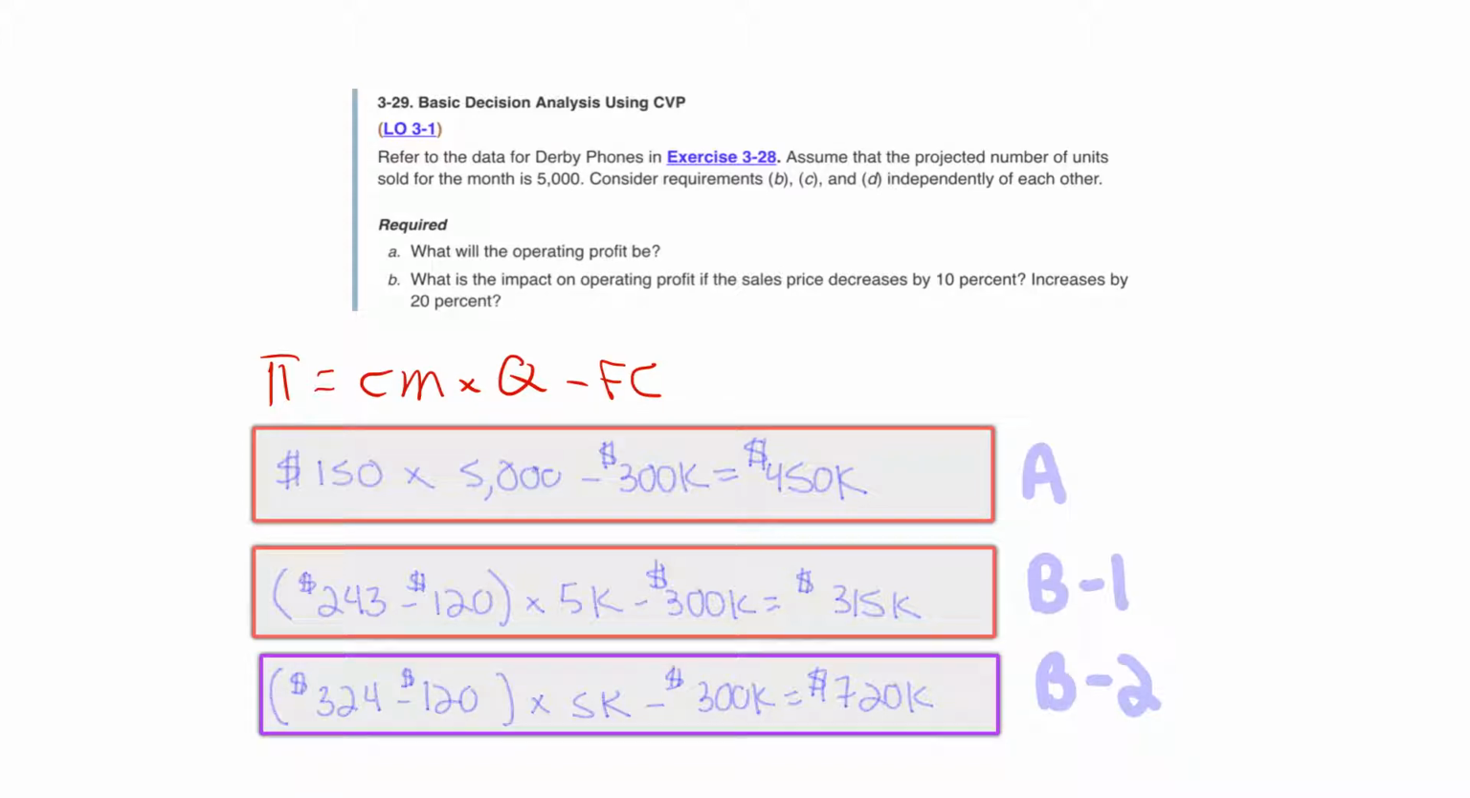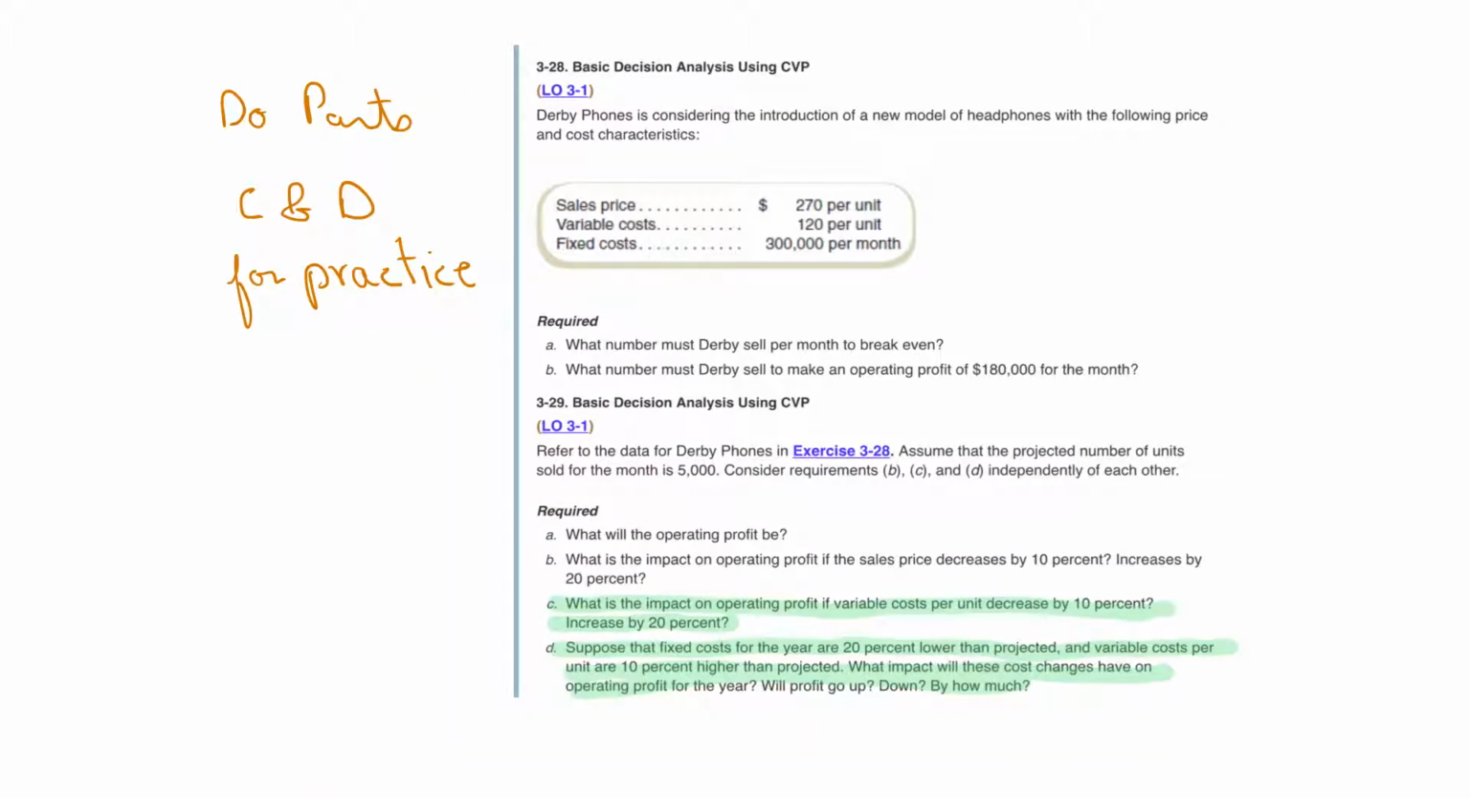In the second part of Part B, the price increases by 20%. So we start at $270 and add 20%, which is $54, and get $324 per unit. Variable cost does not change. New contribution margin in parentheses once again, times 5,000 units minus 300,000 fixed cost, and I work that out to be $720,000.